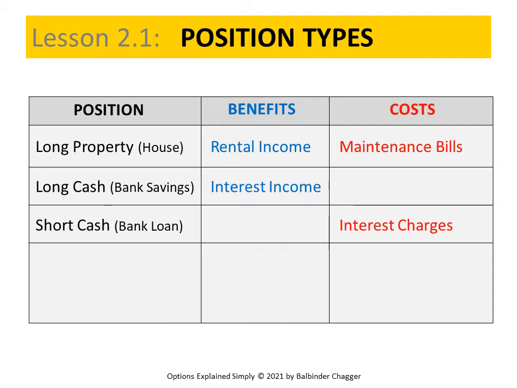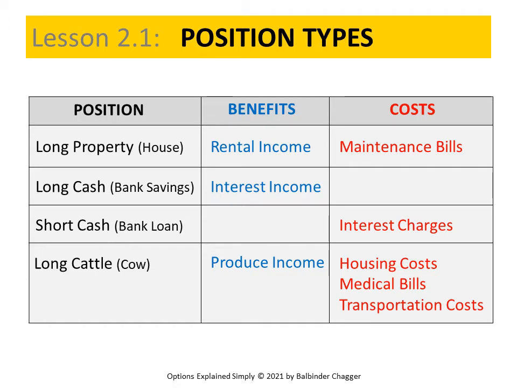Say we're farmers and we're long cattle, one cow. Then we might earn some income from selling its milk. We'll also have to pay out for housing it, for medical bills, and transporting it.